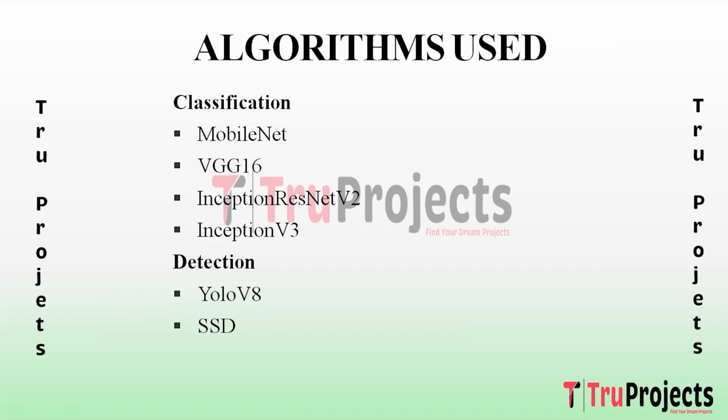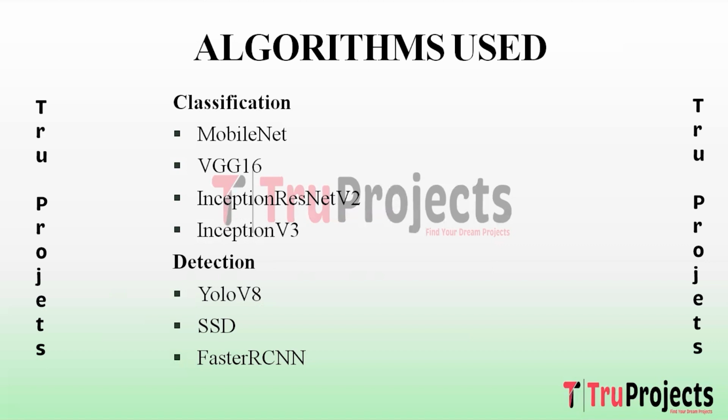The next algorithm built is SSD, that is Single Shot Multi-Box Detector. So SSD is another object detection algorithm that generates multiple bounding boxes and class predictions at different scales in a single pass. It is known for its efficiency in handling various object sizes. SSD is suitable for plant detection as it efficiently identifies diseases by considering objects at different scales, offering a balance between speed and accuracy.